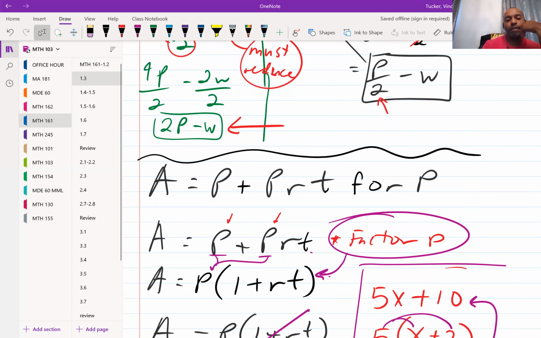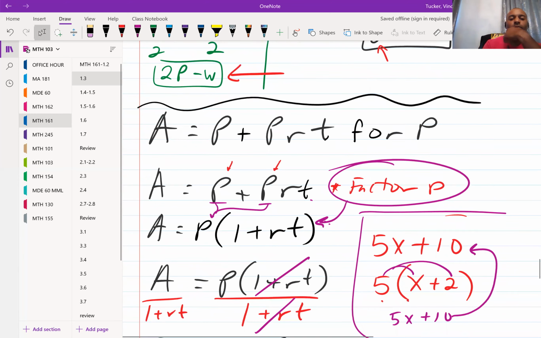And remember, when it comes to factoring, if you were to multiply this back into the parentheses, you should get what you originally had. So P times 1 is P, and then P times RT is PRT. So we have A equal to P times 1 plus RT.